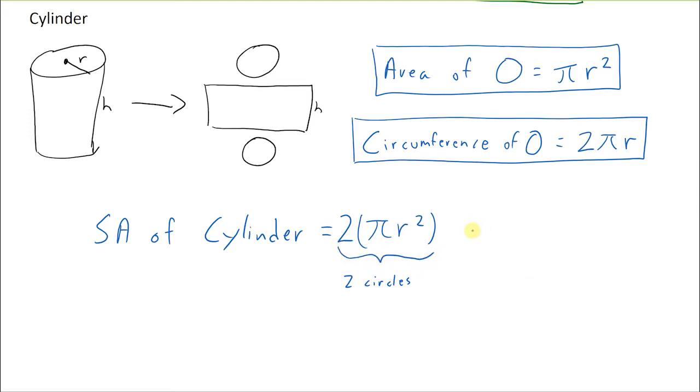Next, we have this rectangular shape from the side that was cut and then unfolded. Well, the area of a rectangle is the length times its width. The length is the same as the circumference of our circle, so 2 pi r. So that's our length. And then we need to multiply it by the width of our rectangle. In this case, it's h, or the original height of our cylinder. So this is the area of that one rectangle.